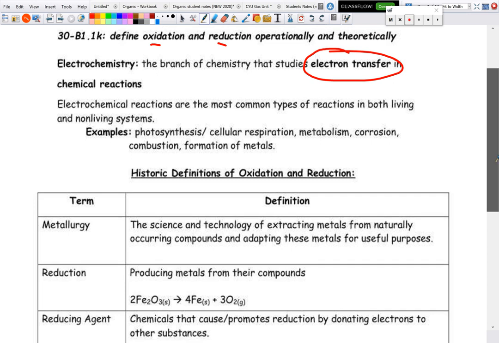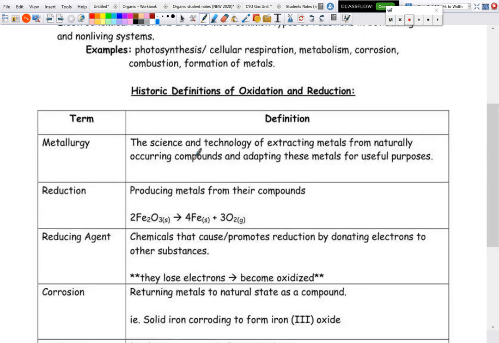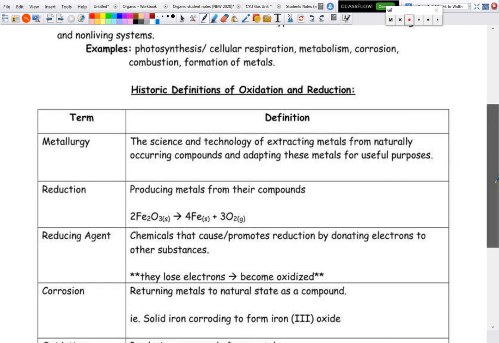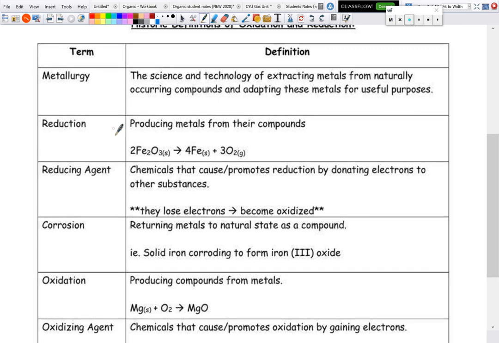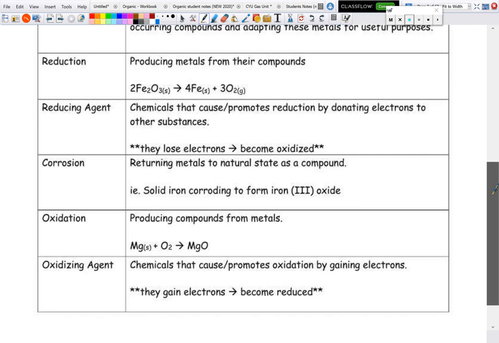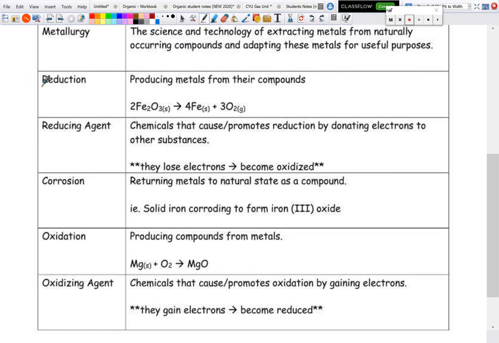A lot of this stemmed from metallurgy. This is just the science and technology of extracting metals from naturally occurring compounds and adapting these metals for useful processes. For example, taking iron ore and getting iron out of it. That's where the whole reduction and oxidation first came about. Reduction was producing metals from their compounds. For a lot of these definitions, I'll let you read through them, but specifically, the definitions of reduction and oxidation changed once chemists first started realizing what chemical processes were actually happening here.